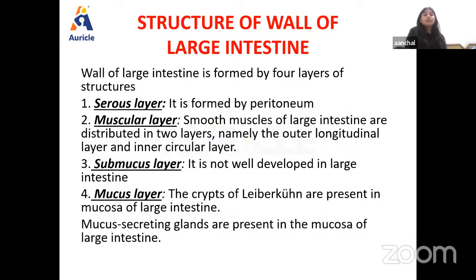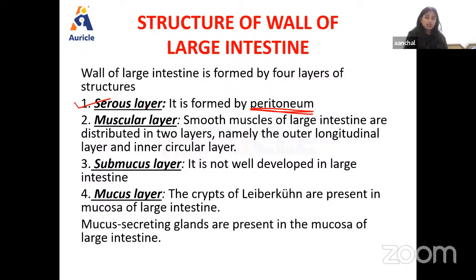Now talking about the structure of the wall of the large intestine. The wall of the large intestine is formed by 4 layers, in which the outer one is known as the serous layer, and again it is formed of peritoneum. So the outermost wall is formed of peritoneum.